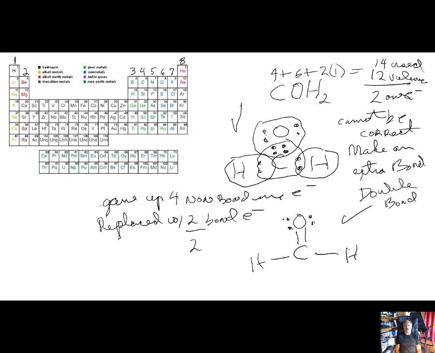So whenever you have more electrons in the structure that you draw than you actually have, the first impulse is to go ahead and make double bonds.